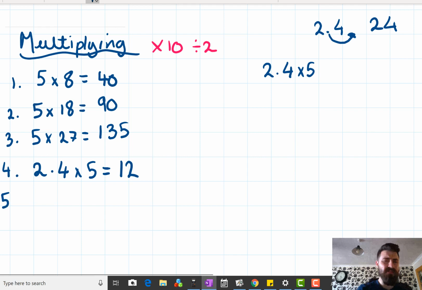What if the number had 2 decimal places though? Is that going to be tricky? Let's try it out.